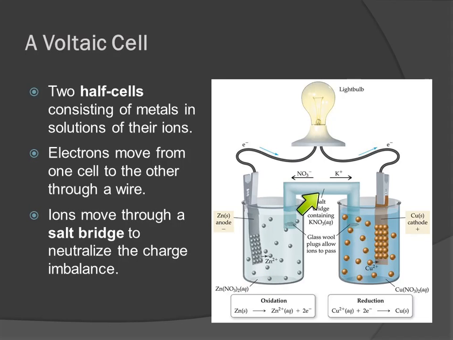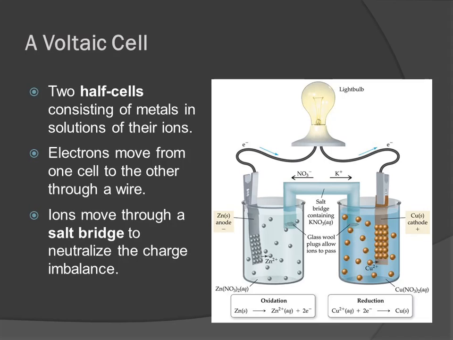Now, if we didn't have this salt bridge, we'd have some trouble because we'd be getting more and more positive charges here and more negative charges here. And nature doesn't like to separate charges, and that would cause the reaction to stop. So this is a salt bridge. It's a tube that contains sort of a gel-like substance that ions can move through. And so we have a flow of nitrate ions in this direction to balance the positive charges that are being created, and the potassium ions are traveling in this direction to balance the negative charge.